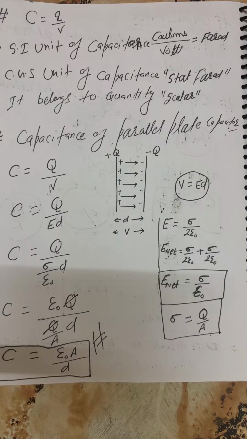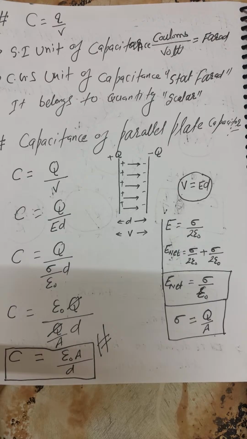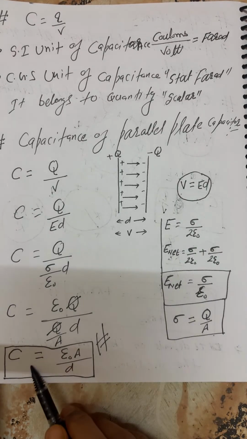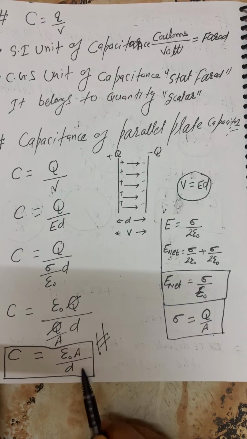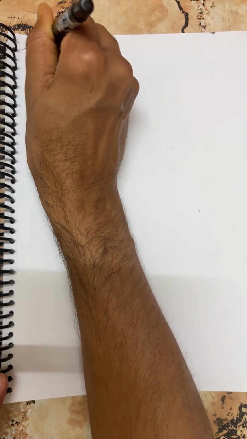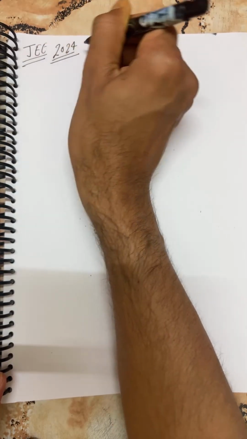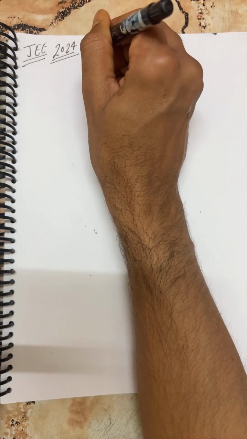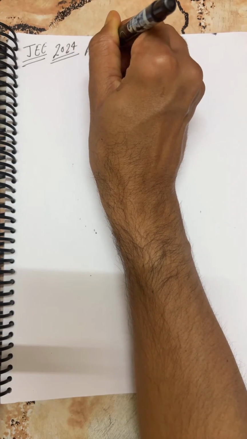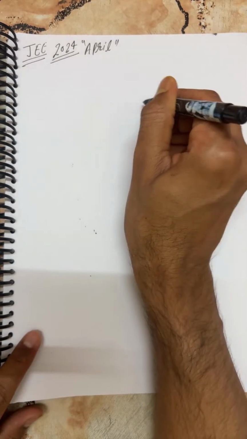Come, boys and girls. I'll do one numerical based on this only. I hope the concept is clear: capacitance of a parallel plate capacitor is epsilon naught into A by D. Now I'm going to solve a question from JEE 2024, the April attempt. I'll tell you the question.